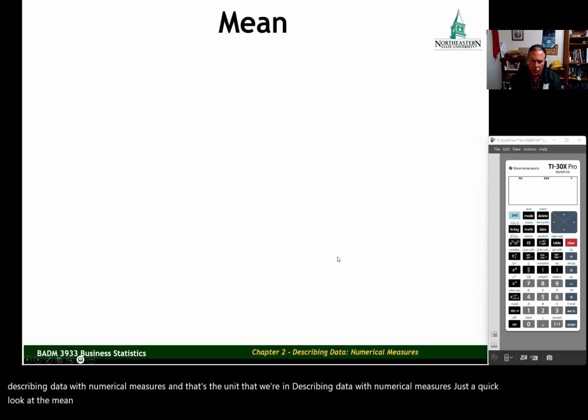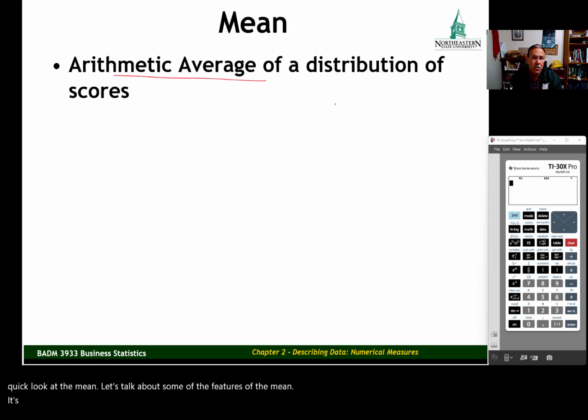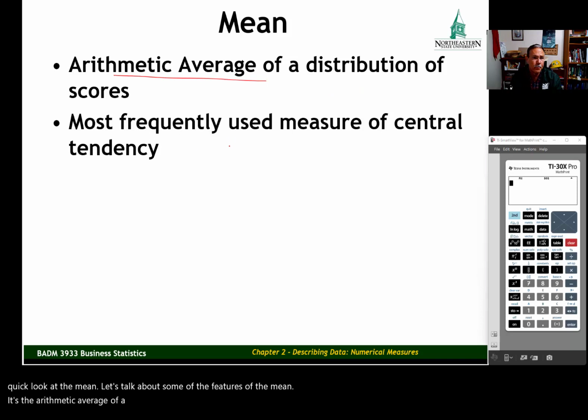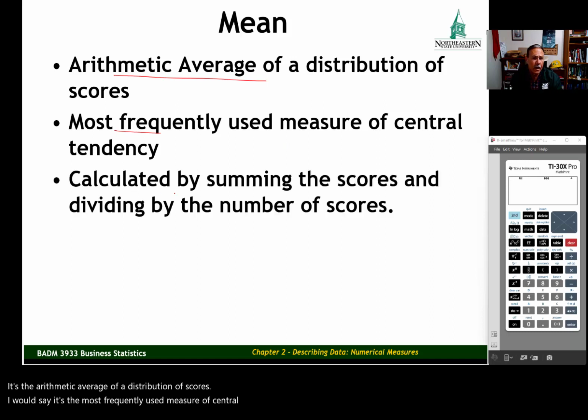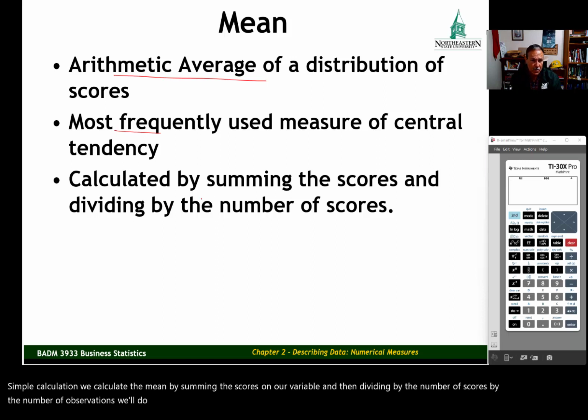Let's talk about some of the features of the mean. It's the arithmetic average of a distribution of scores. I would say it's the most frequently used measure of central tendency. Simple calculation. We calculate the mean by summing the scores on our variable and then dividing by the number of scores, by the number of observations. We'll do a couple of sample problems here in a second.